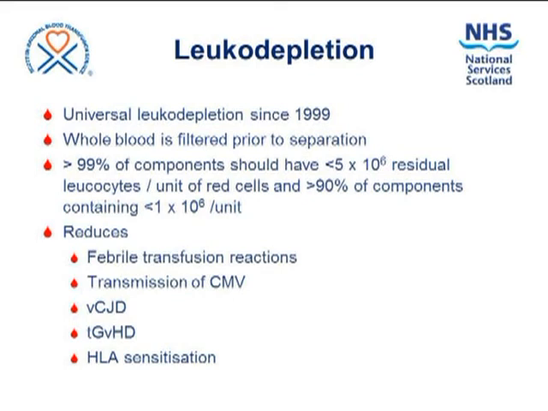This involves the whole blood being filtered prior to separation into its individual components. The blood services undertake quality tests to ensure that leucodepletion is effective. The results that would be expected are that greater than 99% of the components should have less than 5 × 10⁶ residual leukocytes per unit of red cells, with more than 90% of the components that are quality tested containing less than 1 × 10⁶.